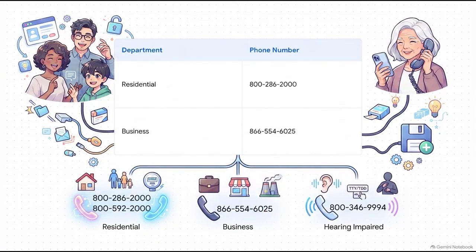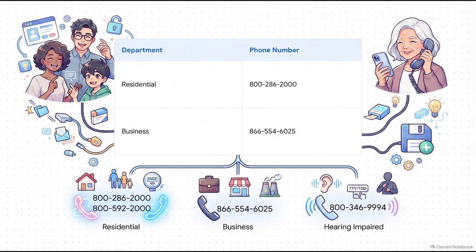And hey, if you're locked out online, or maybe you just prefer speaking to a real human being, you can always call them directly. This chart brilliantly illustrates exactly who you need to reach out to. Just make sure you use the specific number for your account type. General residential inquiries can go to 800-286-2000 or 800-592-2000.